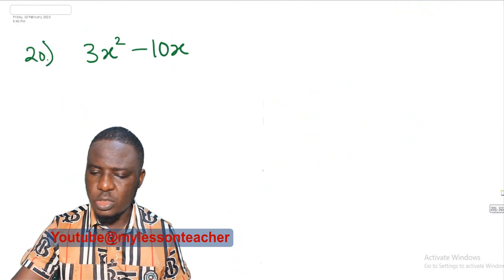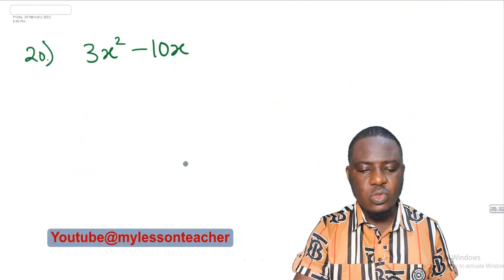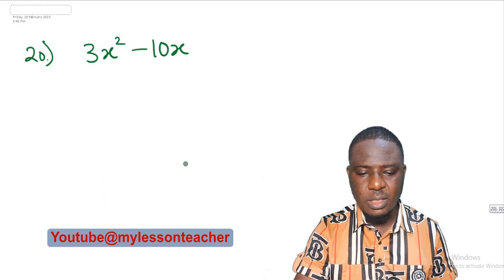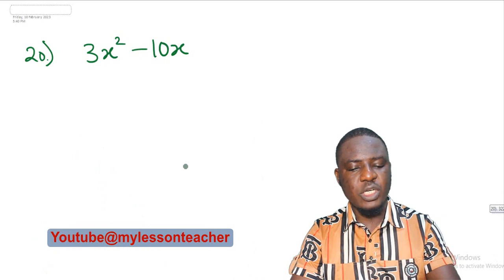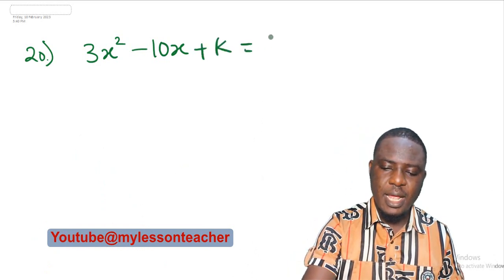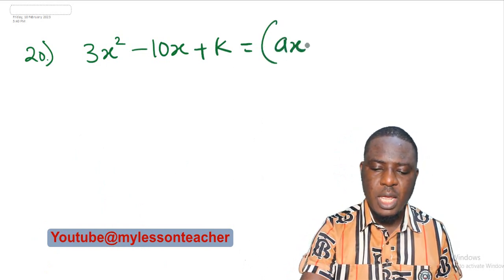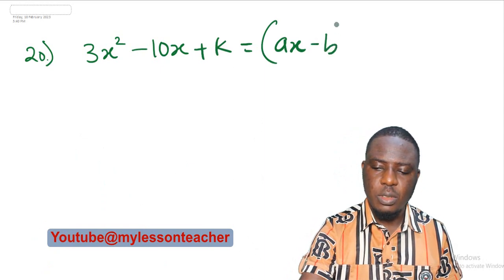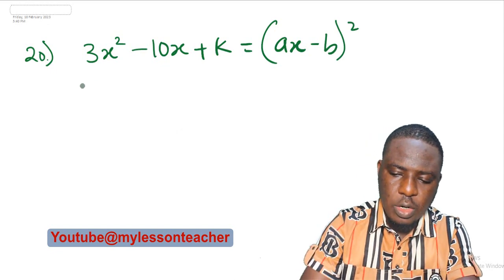Let's look at the last question. Question 20 says 3x squared minus 10x. Also, the first term does not have a coefficient of 1. So we said let this be k, and that means the factor is going to be ax minus b all squared. So repeat what I have done.